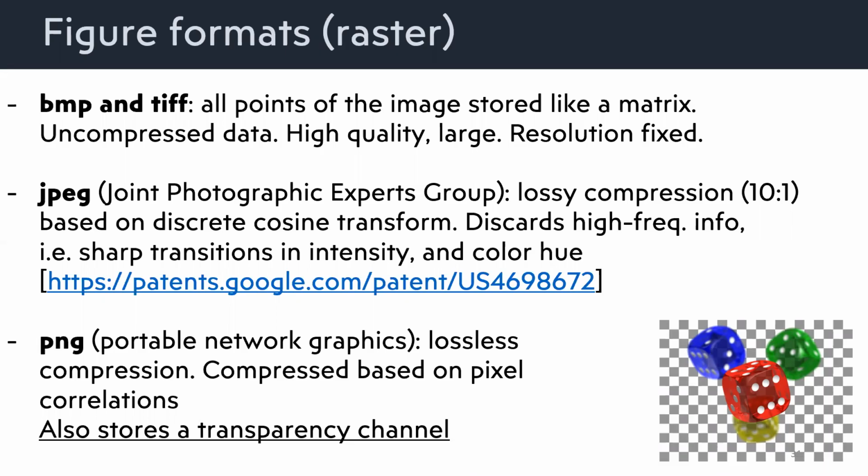And the compression that they have is based on pixel correlations. For example, if you have a lot of areas with the same color or similar colors. Importantly, it also allows for storing a transparency channel. So you could have, in this example here with the dice, these squares in the back, they are the transparent channel. So you could just bring this image on top of another image, and it will be just rendering the dice on top of a random background that you want to use. So that's a very useful file format.